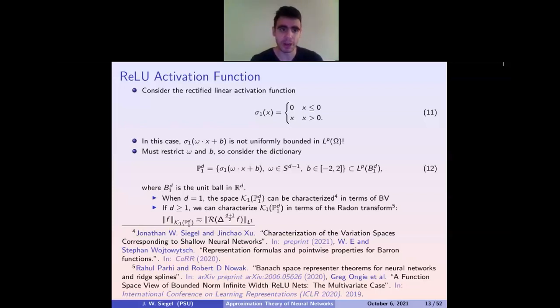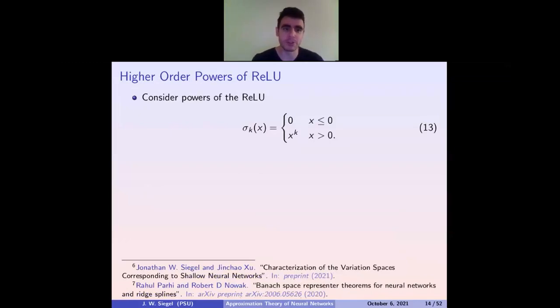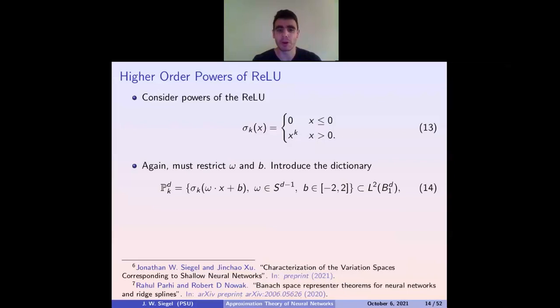Okay. And similarly, we want to also do the same thing for powers of the ReLU. So if I look at ReLU to the power k, this is basically a smoother function because at the discontinuity at 0, you've got more derivatives matching. This is ReLU^k. So again, you have the same issue with the boundedness of the dictionary, and we restrict the ω and b weights in exactly the same way.